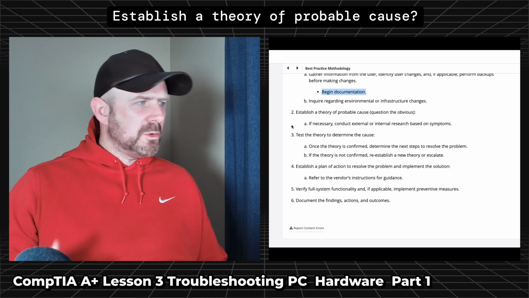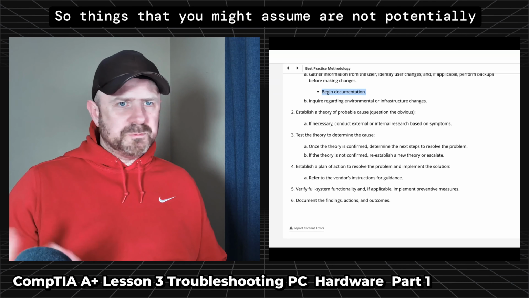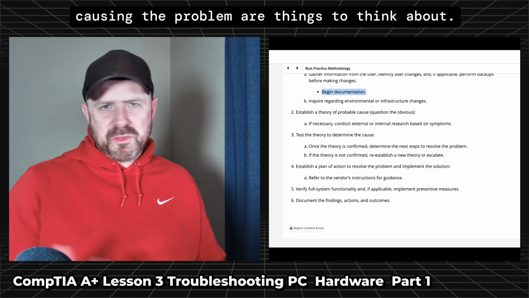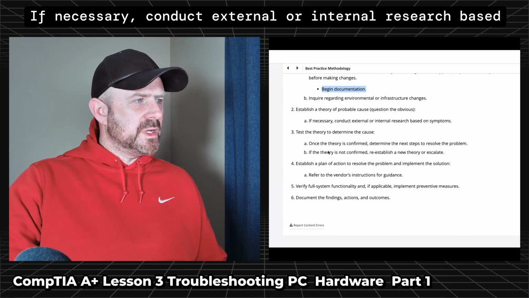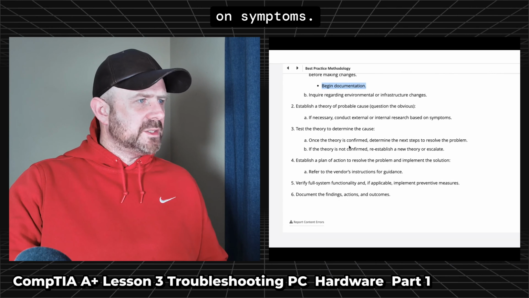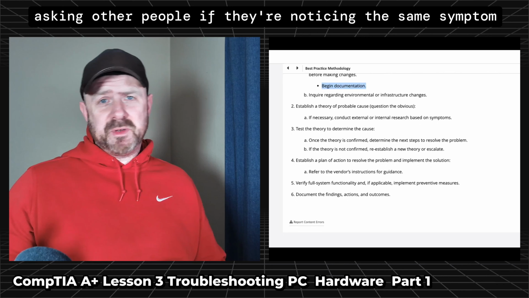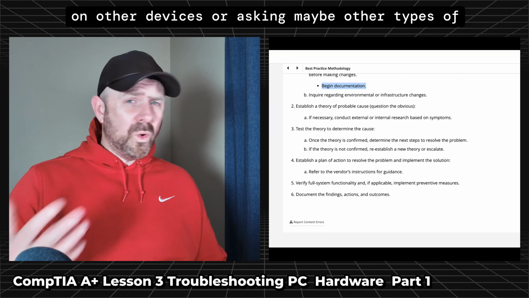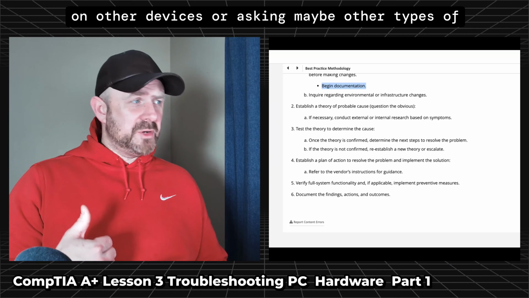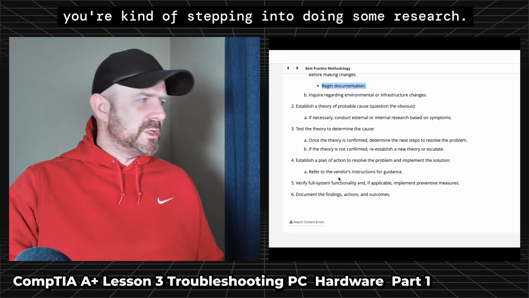Establish a theory of probable cause, question the obvious. So, things that you might assume are not potentially causing the problem are things to think about. If necessary, conduct external or internal research based on symptoms. So, if you're noticing a symptom, you may want to be asking other people if they're noticing the same symptom on other devices, or asking maybe other types of businesses if they're experiencing the same type of problem. So, you're kind of stepping into doing some research.